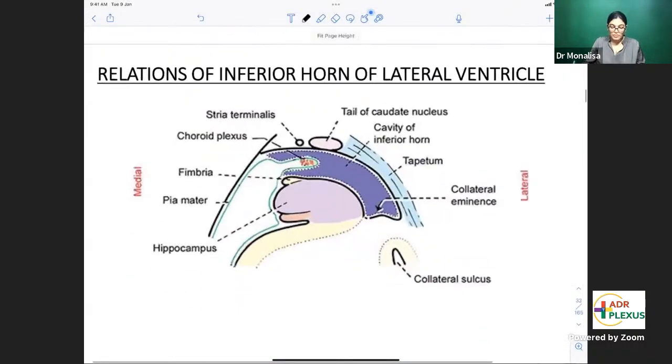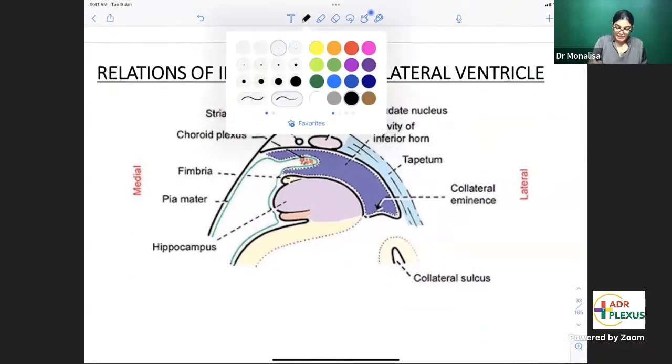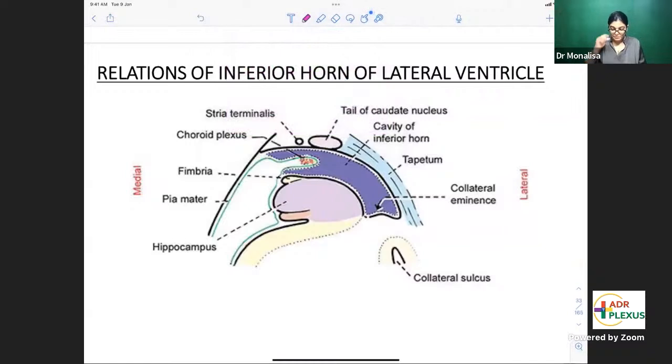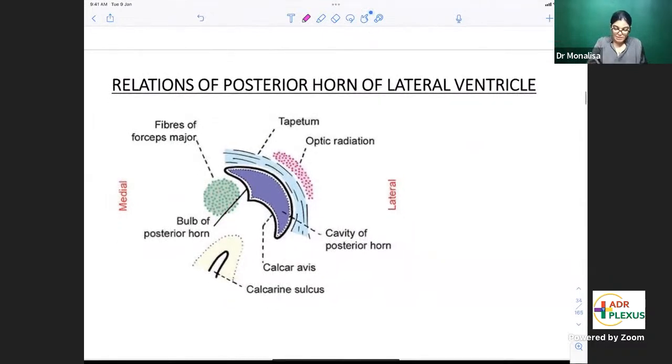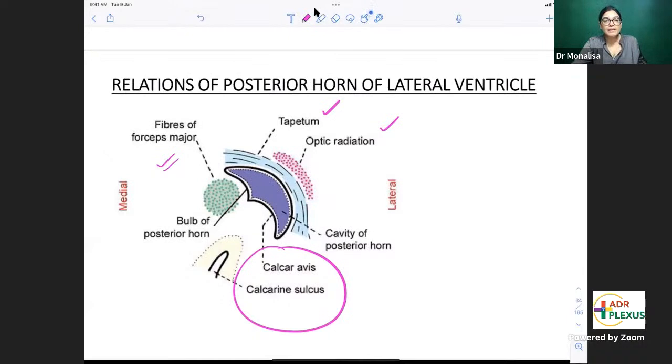Now the relation of the inferior horn. The inferior horn cavity of the lateral ventricle will be related superiorly with the stria terminalis and the tail of the caudate nucleus, and inferiorly with the collateral sulcus, as you can see here, and also with the hippocampus. In the same way, the posterior horn is related superiorly to the tapetum and optic radiation, and on its inferior aspect it is related with the forceps major and the calcarine sulcus, which forms an elevation in the cavity of the lateral ventricle called the calcar avis.